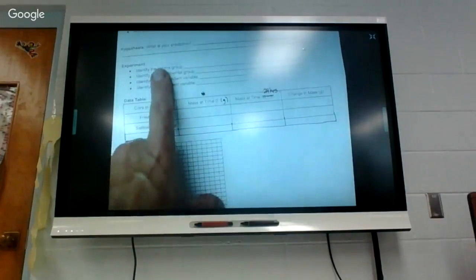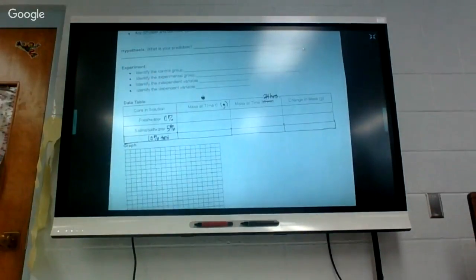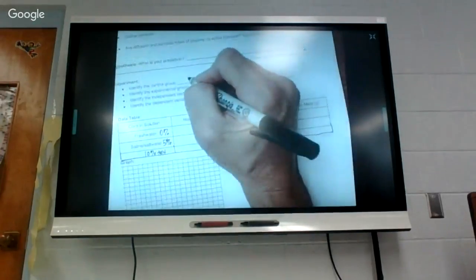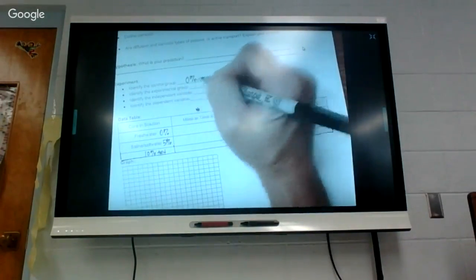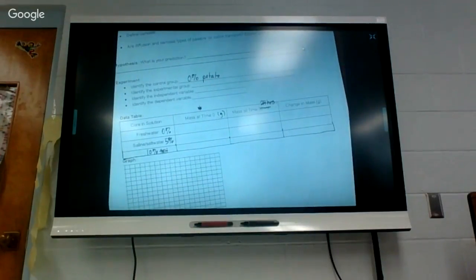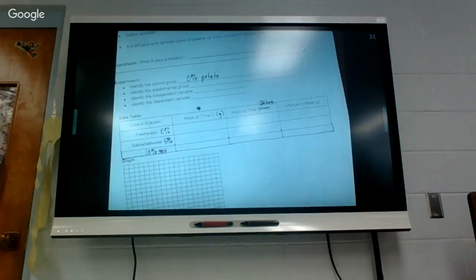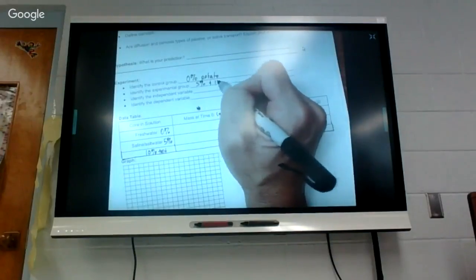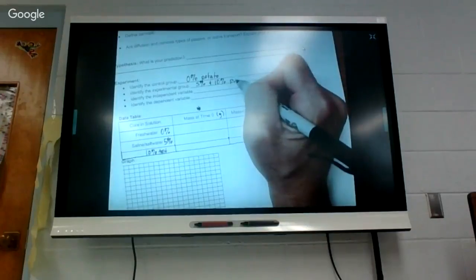So which of these will be considered the control group? So we're investigating the effect of salt water on your cells. So what's the control? Salt water is going to be the special treatment. So fresh water? Yeah, the one that's in the fresh water. So let's put 0% potato. Okay. What are the 2 experimental groups then? Who's left? Yeah. So 5 and 10% potatoes, saltwater potatoes.